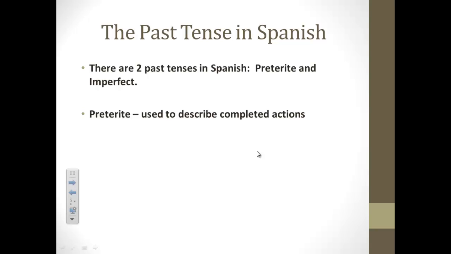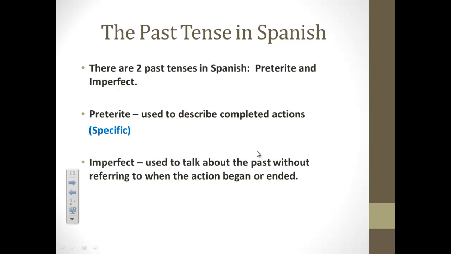Okay? Preterite is going to be the past tense that's used to describe completed actions. When you use the preterite, you're being very specific about what occurred in the past. Okay, it can be anything. Think of everything you did this morning before leaving your house. You probably got up, you brushed your teeth, you washed your face, you got dressed, etc. All of those would be preterite.